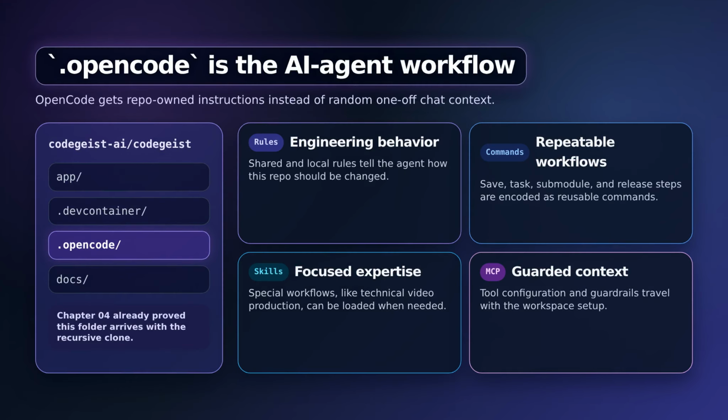The OpenCode folder is the AI agent workflow. It gives OpenCode the rules, commands, skills, MCP configuration, and guardrails used while developing Codegeist. That means the agent is not just generic chat pasted into a project. Its behavior is versioned and reviewable with the repository.